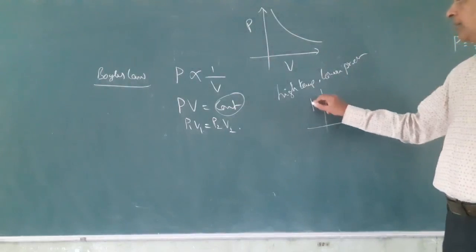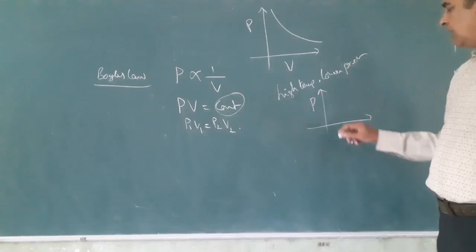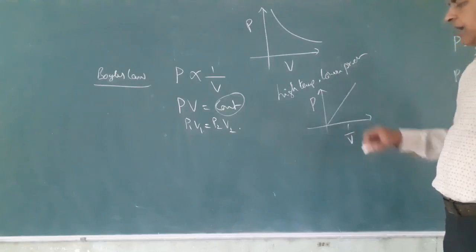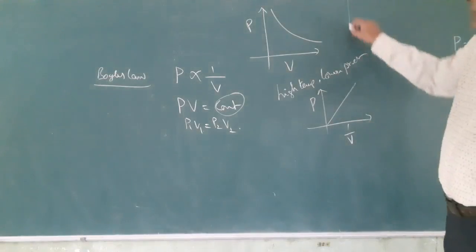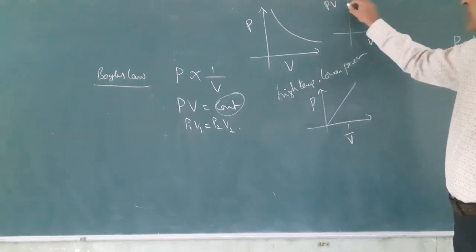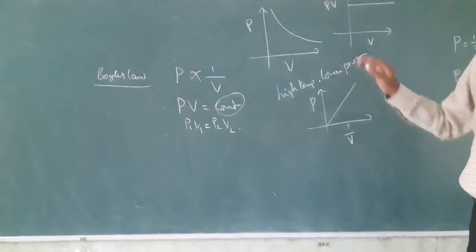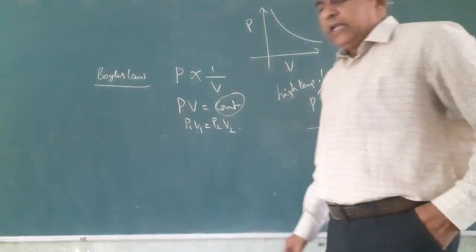If you plot a P versus 1 by V graph, that is a straight line. And one more graph, PV versus V, is a straight line parallel to the x-axis.